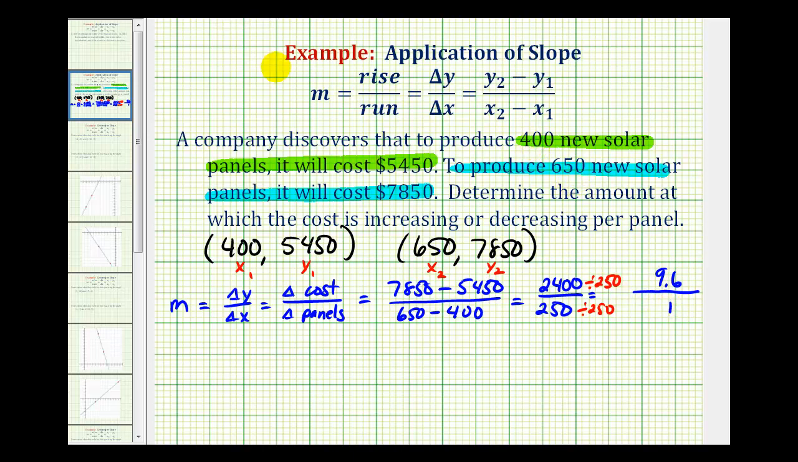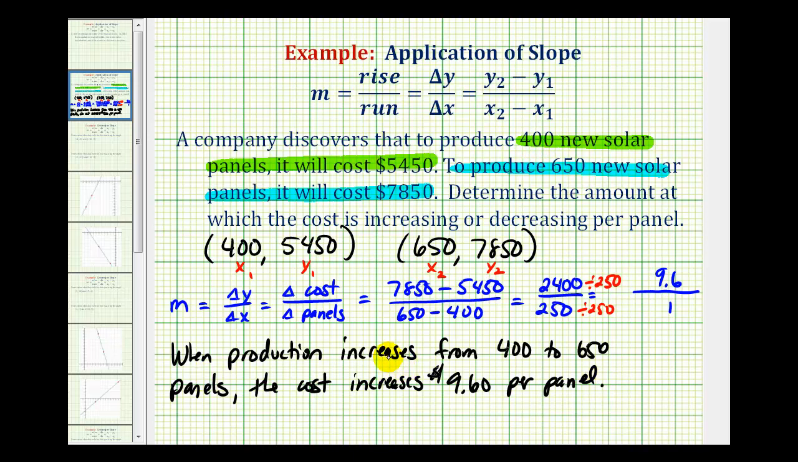So let's go ahead and write this out. So again, when the production increases from 400 to 650 panels, the cost increases $9.60 per panel based upon the coordinates of the 2 points that we used from the given information.